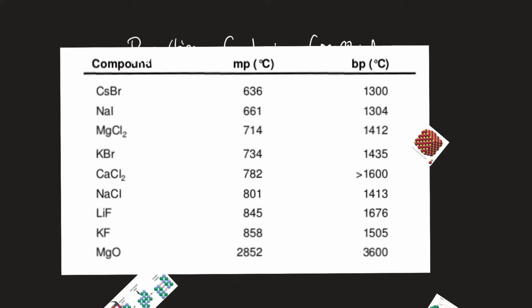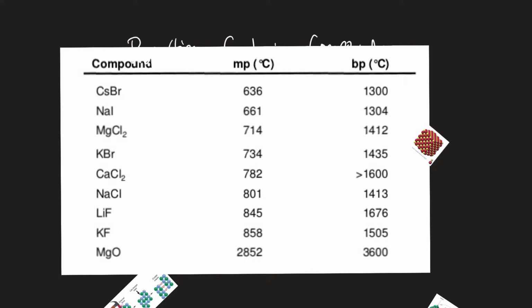Here is just an example of a couple of ionic compounds and their melting and boiling points. You see here, you have something like cesium bromide. Its melting point is 636 degrees Celsius, and its boiling point is 1300 degrees Celsius. So the temperatures have to really be up there in order to get these to go from a solid state to a liquid state, and then boil from a liquid state to a gaseous state.